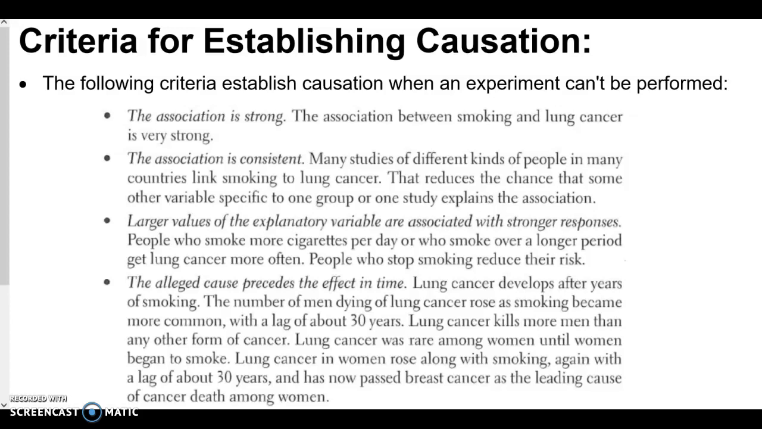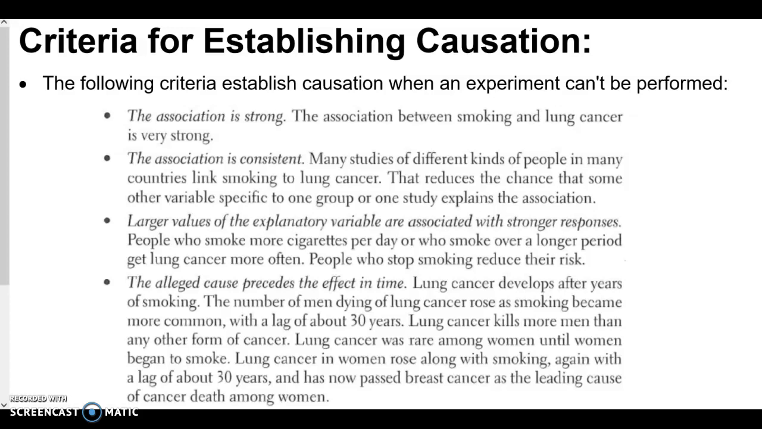But what happens if it's not an experiment? If it's just a sampling, a study, can you do causation? It's a lot more difficult. These are the conditions you must meet. There must be a strong association. The association is consistent. Larger values of the explanatory variable are associated with stronger responses.